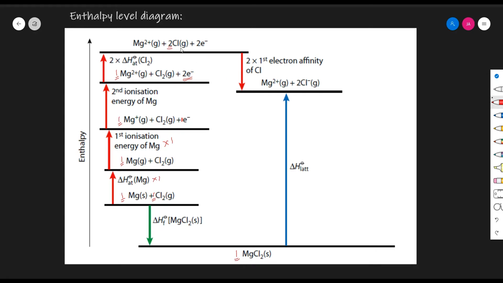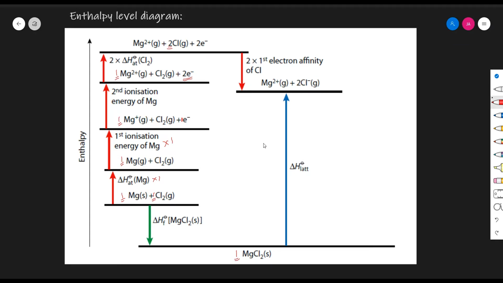And thus the first electron affinity definition is the enthalpy change when 1 mole of electrons is added to 1 mole of gaseous atoms. But in this case, we're adding 2 moles of electrons to 2 moles of gaseous atoms to form 2 moles of negative 1 ions. Thus, the enthalpy change, or the first electron affinity of chlorine, would need to be multiplied by 2.